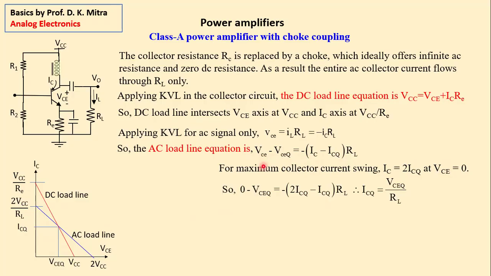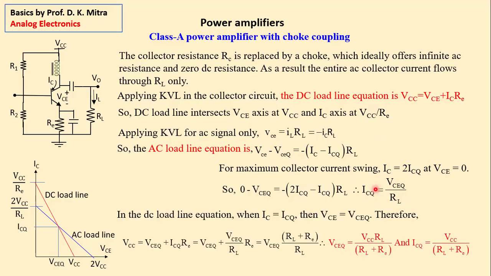Then 0 minus VCEQ equals minus twice ICQ minus ICQ times RL. So this becomes ICQ, this becomes 2 ICQ minus ICQ, which is ICQ, and this is minus VCEQ. So ICQ is equal to VCEQ by RL. So here, by intersecting the DC load line and AC load line, we are finding what the bias current ICQ is.